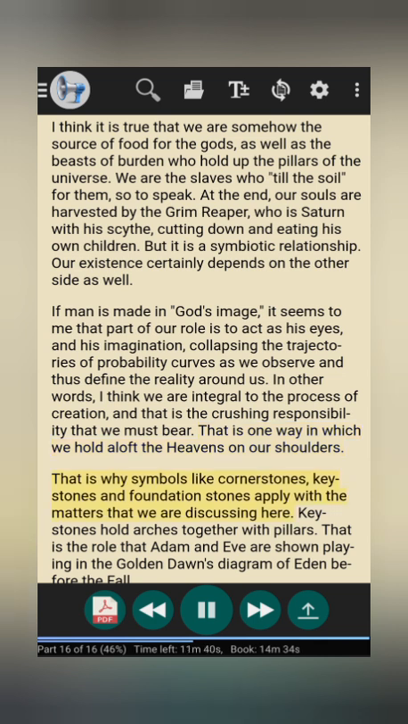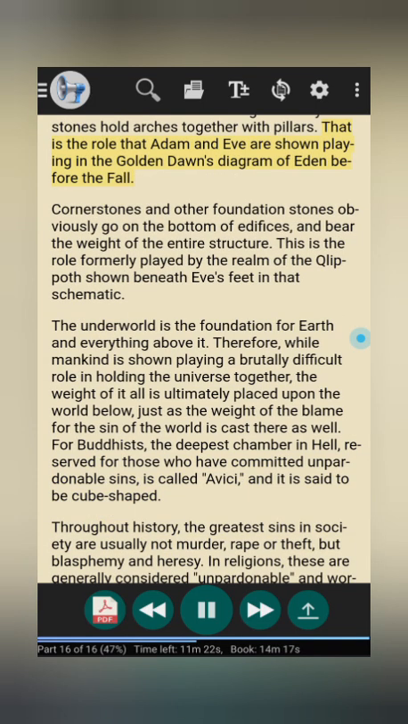That is why symbols like cornerstones, keystones, and foundation stones apply with the matters that we are discussing here. Keystones hold arches together with pillars. That is the role that Adam and Eve are shown playing in the Golden Dawn's diagram of Eden before the fall. Cornerstones and other foundation stones obviously go on the bottom of edifices and bear the weight of the entire structure. This is the role formerly played by the realm of the Qliphoth shown beneath Eve's feet in that schematic. The underworld is the foundation for Earth and everything above it.